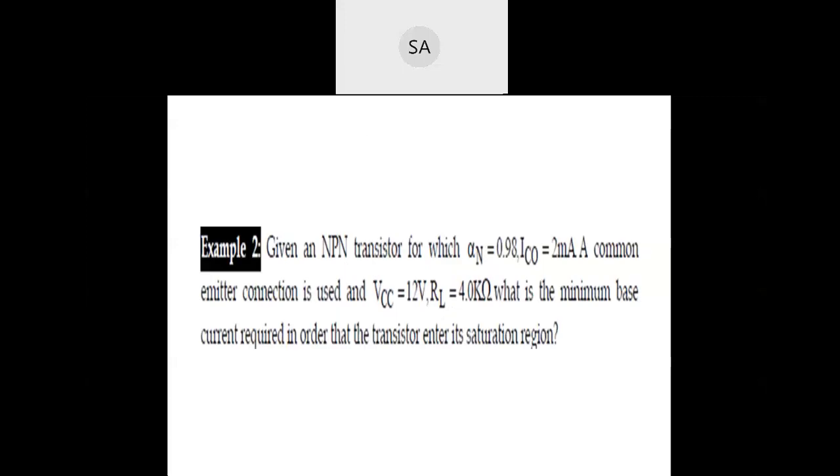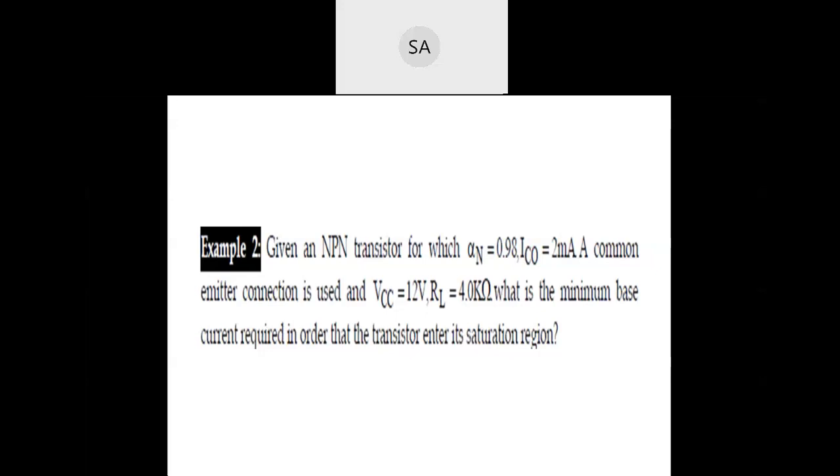Let us take a given NPN transistor for which alpha is equal to 0.98 and ICO, the reverse saturation current, is 2 milliamperes. A common emitter connection is used, and VCC, the supply voltage, is equal to 12 volts, and the load resistance RL is equal to 4.0 kilo ohms.